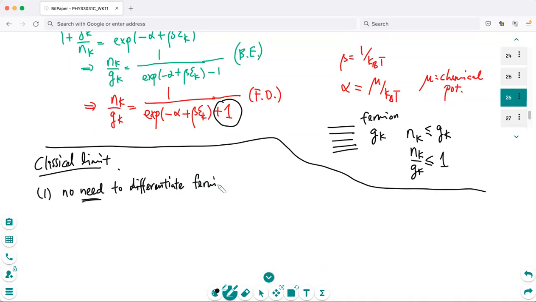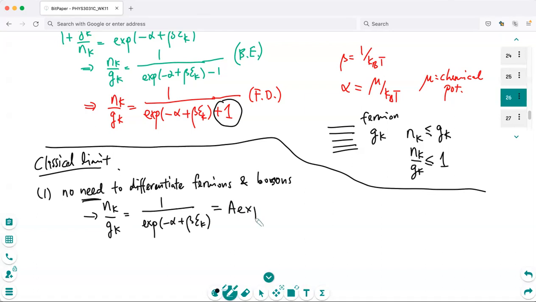Fermion and boson. And therefore, I will come back and look at this expression and say, okay, I can make them the same if I ignore the +1 and the -1. So I will just ignore them. I will set them to 0. So there will be a 1 over this minus. Okay, and then this is indeed A times e to the minus beta. This is your Boltzmann distribution.